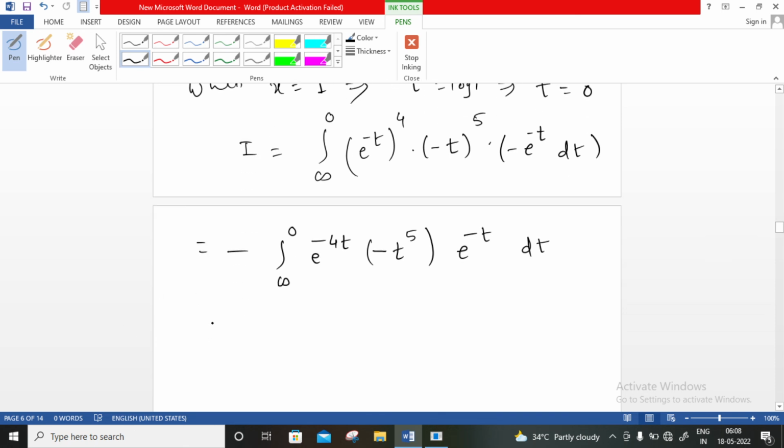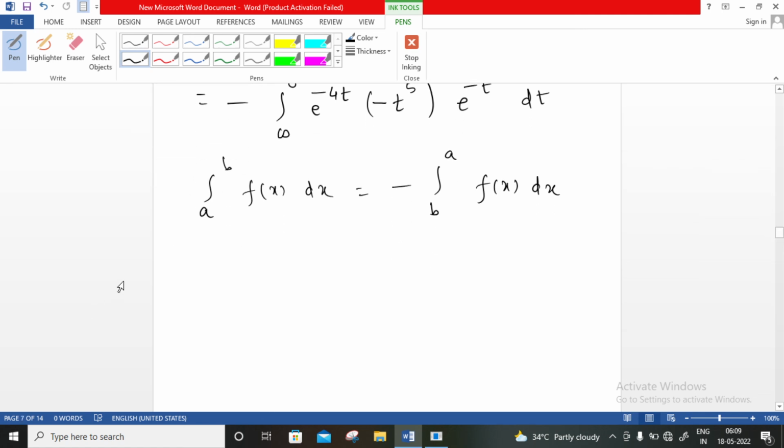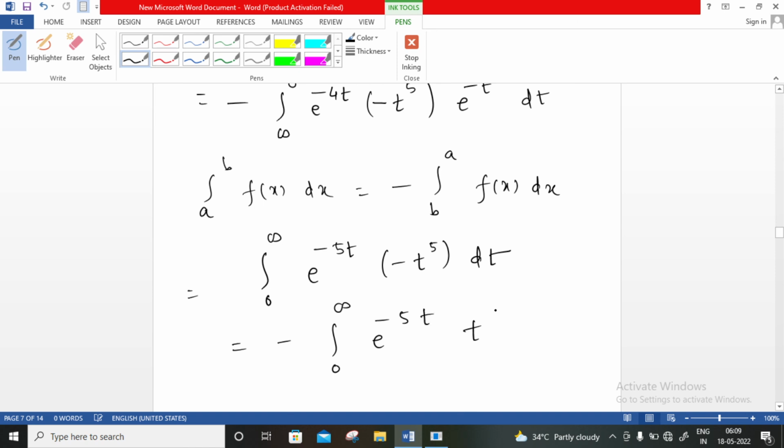You know the properties of integration. You write the integral from a to b of f(x) dx as minus the integral from b to a of f(x) dx. When you merge this negative sign into the integration, your limits must be interchanged. So I write here 0 to infinity, e raised to, again base same, index addition, minus 4t minus t as minus 5t, t^5 dt. Again you take the minus common: 0 to infinity, e^(-5t) t^5 dt.